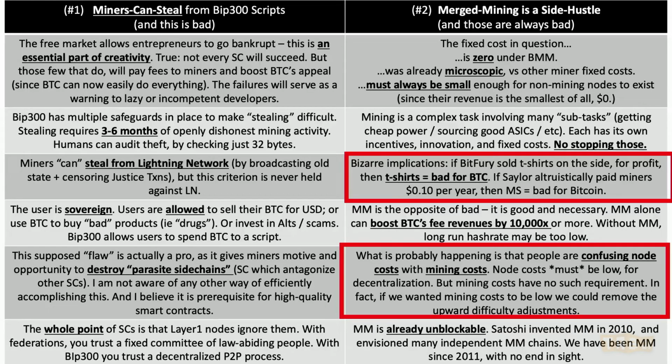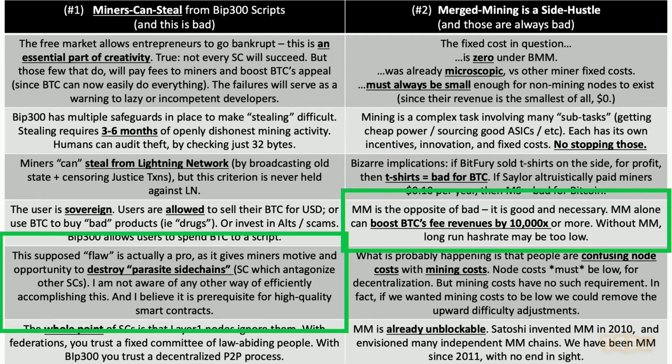In fact, if we wanted mining to be cheap, we could just remove all of the upward difficulty adjustments from Bitcoin, and then mining would be super cheap. But you can see how that would be ridiculous, hopefully. So I don't know, that's what I think is the confusion, but the whole thing is confusing. I have total contempt for these two supposed drawbacks. In fact, both of them are not drawbacks at all.